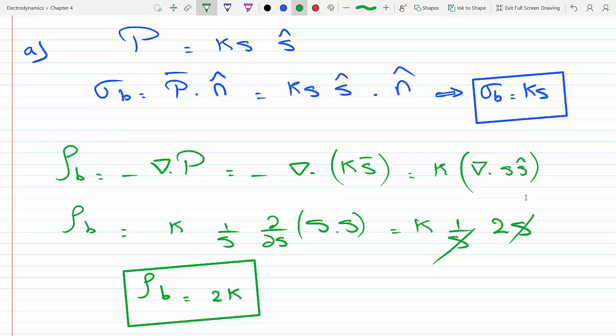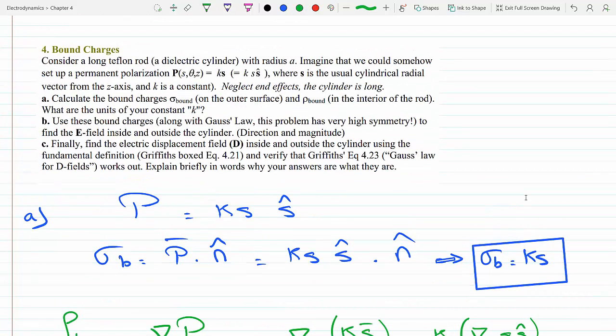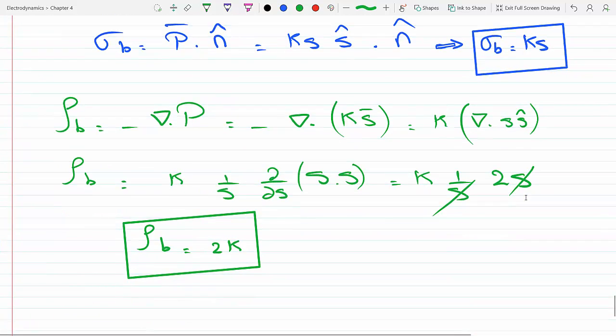Okay, so these are the bound charges for part A, and the question now is asking what are the units. Wait, oh, I forgot the minus sign, correct? There's a minus here, a minus here, a minus here, so this would be minus 2K.